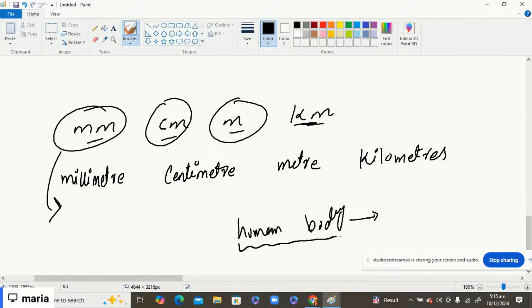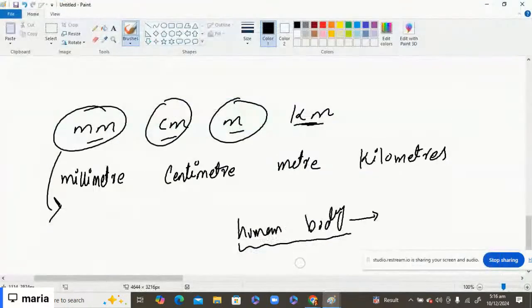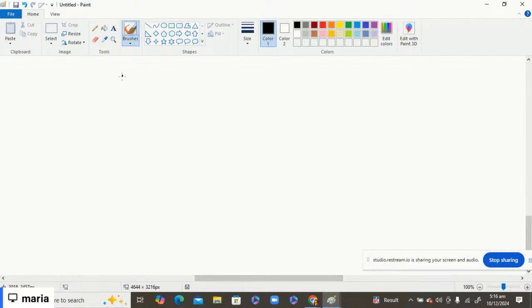But if they're talking about the weight of the human body, or the weight of the table, or different things, we can say it's in grams or kilograms. It's not meters, meters are not involved here. Now the unit gram is involved. Grams or kilograms are the two units we use for these things. These are the better estimations for these two. So we check which metric units are appropriate for gram and kilogram.